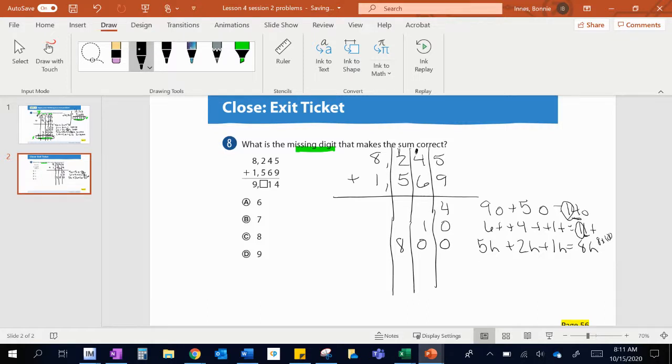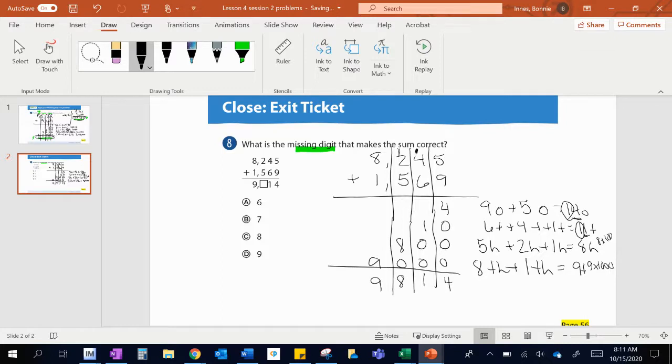Move to the thousands. 8,000 plus 1,000s. It's not above 10. I don't need to regroup. That's 9,000, which is 9 times 1,000, which is 9,000. I now add each column here, each place value, and I get 9,814.